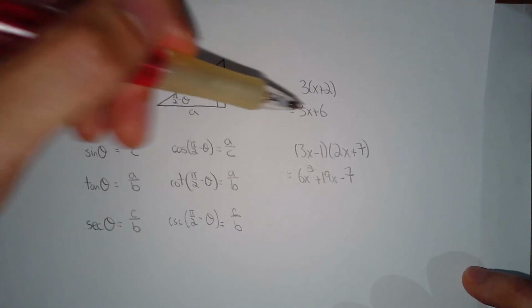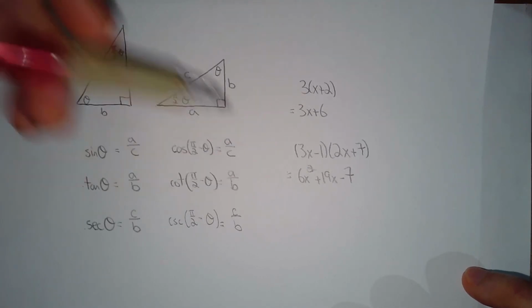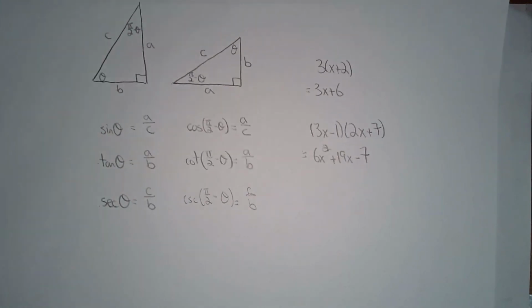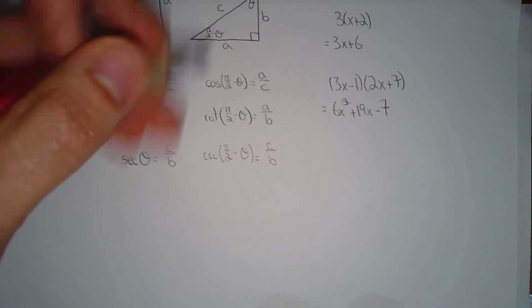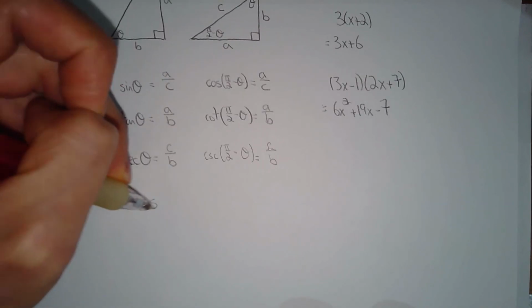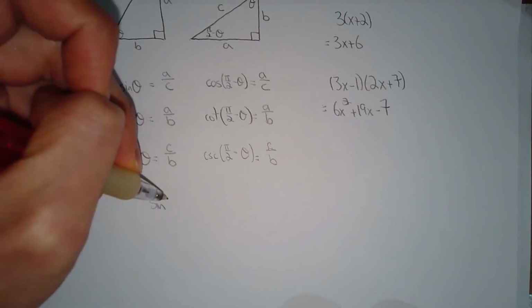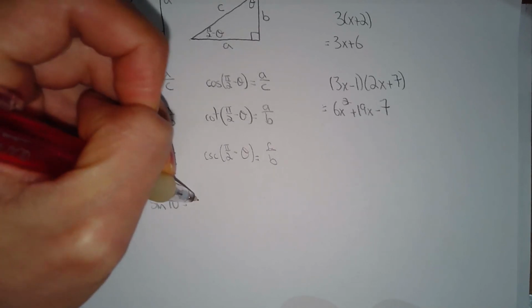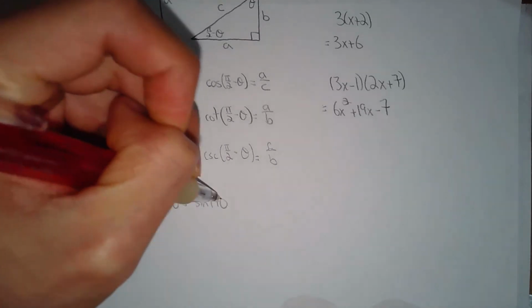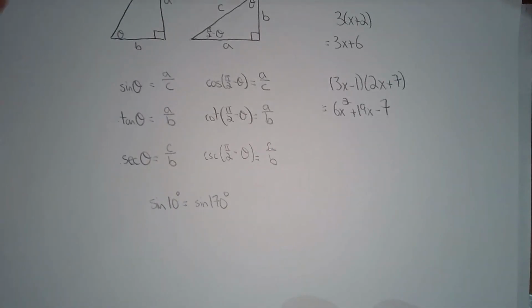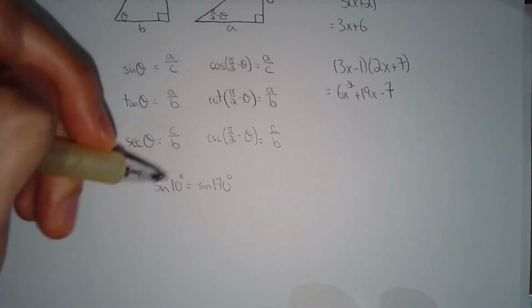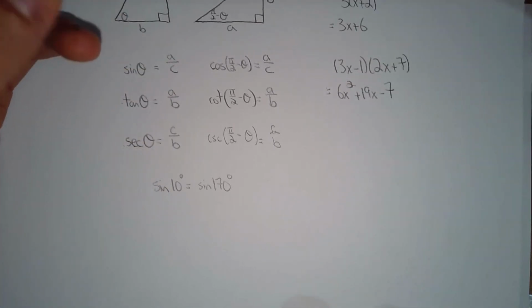So we're going to combine these two ideas and talk about equivalent trig expressions, because there's a lot of really cool things with the unit circle that we're going to look at. I'm just going to do one equivalent trig expression, in degrees, just to keep you comfortable. So sine 10 degrees is equal to sine 170 degrees. These are two equivalent trig expressions. Sine 10 is exactly the same as sine 170.